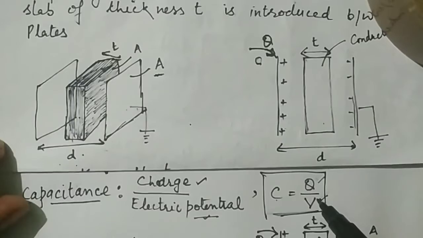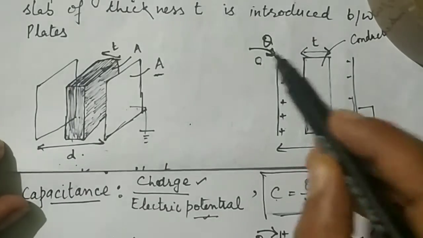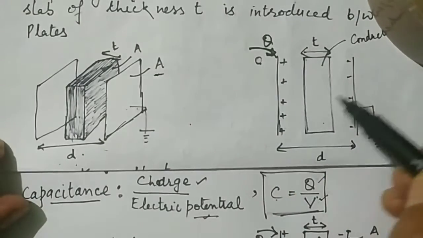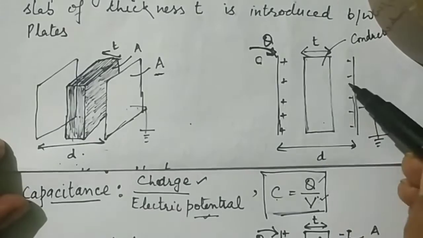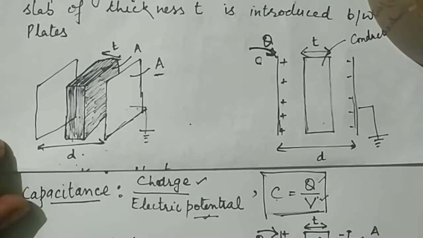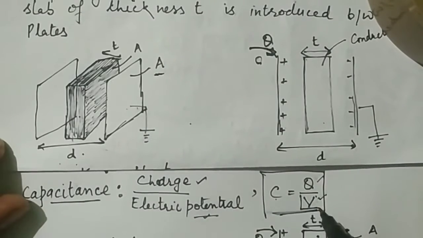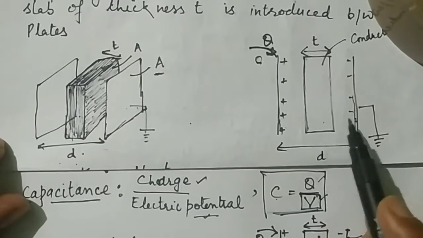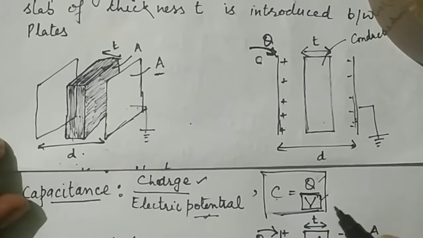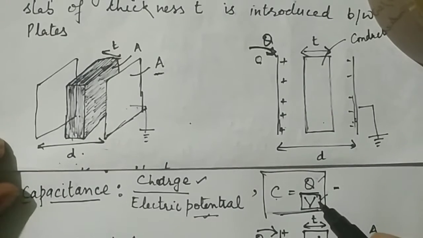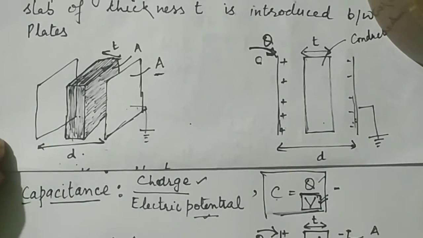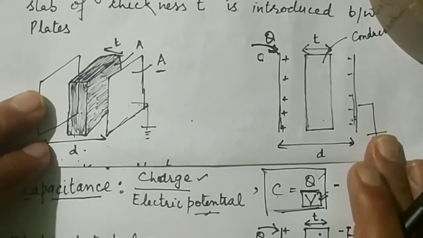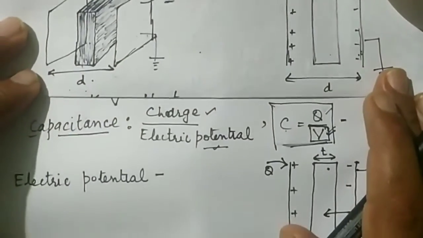This means if you give a charge to this plate, then a potential difference is developed between these two plates. So if you are able to find this potential difference between the two plates, from the negative plate to the positive plate, then we can find the capacitance. So the main problem is to find the electric potential. Now let us find the electric potential for this case.